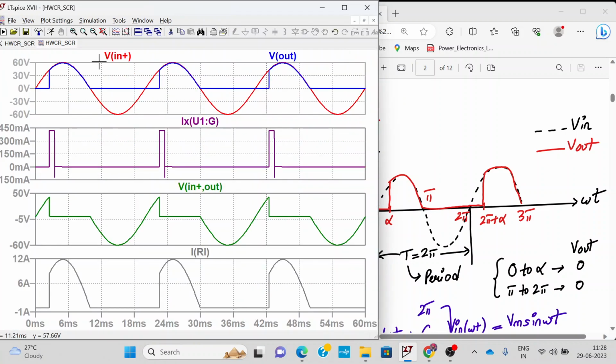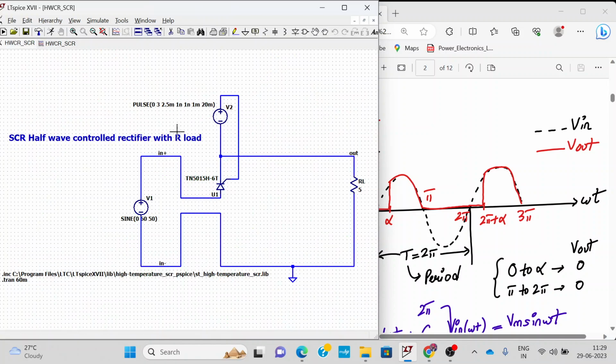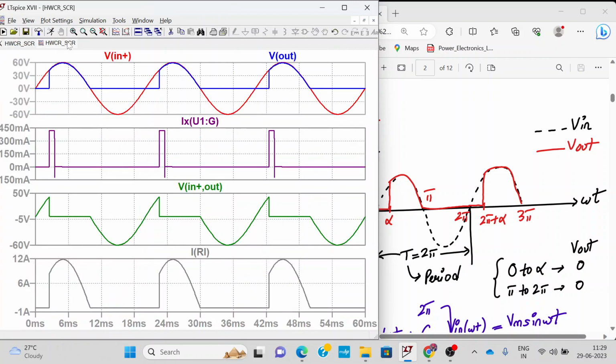So this is what we get. This is my input, this is my gate voltage, sorry, the gate current. This is my voltage across the SCR, and this is my current through the load RL. Now I'll share a link to a separate video which explains the SCR half wave controlled rectifier with R load, and how to do all this in simulation in LTspice. So watch out for that.